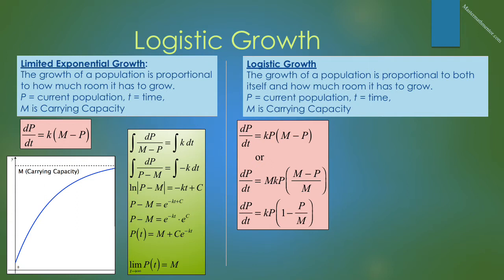Sometimes K is a very small decimal. In order to make the equation look a little bit easier, we will take the M minus P and divide it by M, and take the K and multiply it by M. That does not change the equation. We are left with dP/dt equals some constant times P times the quantity 1 minus P over M. We still use the variable K, but the constant is not the same constant as it was in the original equation.